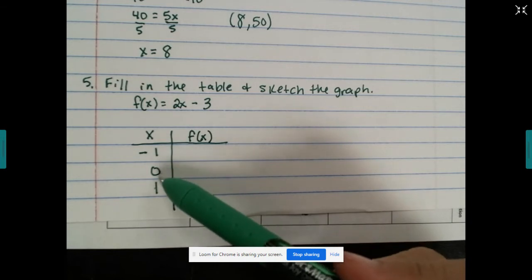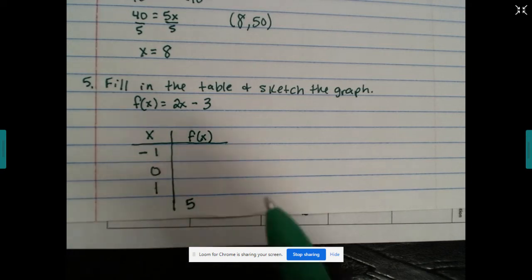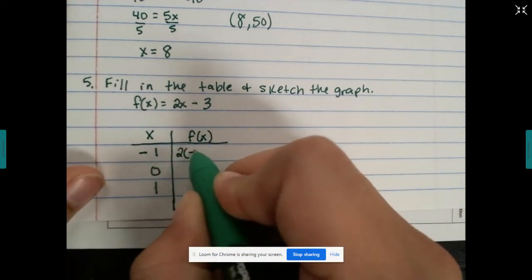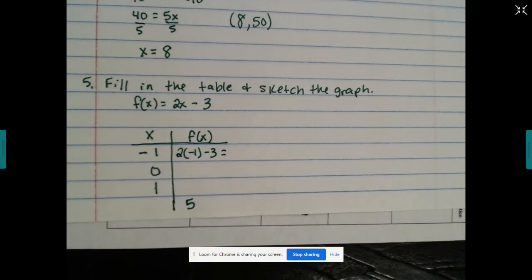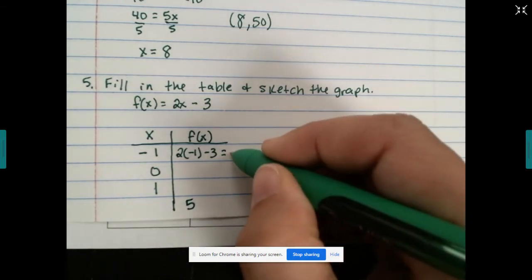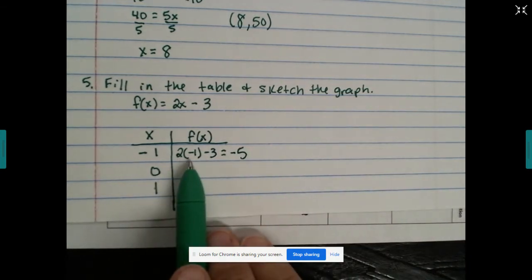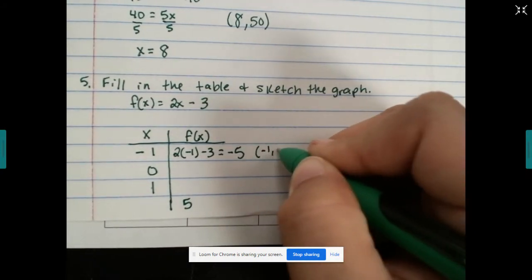So these first three, it gives us the x values. So we're going to take -1, plug it in for x, and then 0, and then 1. So if we do that, we'll have 2 times -1 minus 3. And if I simplify that, what would it be? Yeah, -5. Good. So 2 times -1 is -2, minus 3 is -5. So this first one is at the point -1, -5.